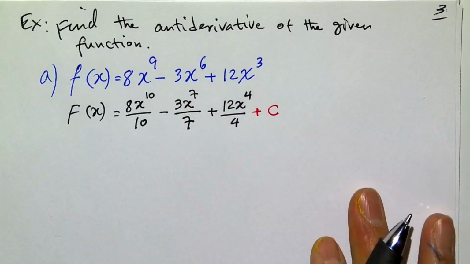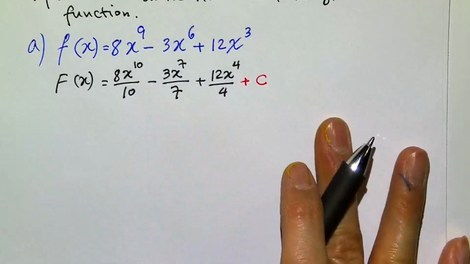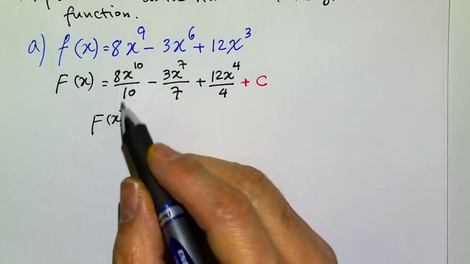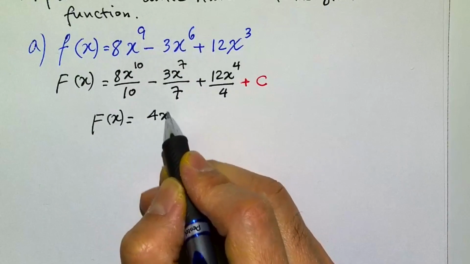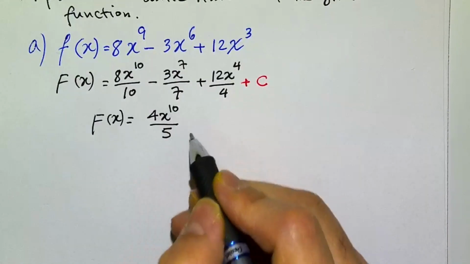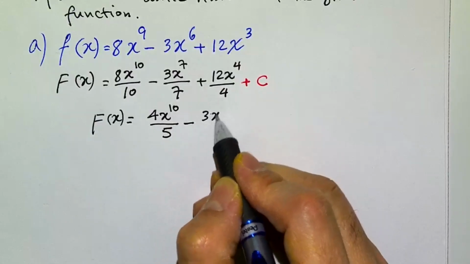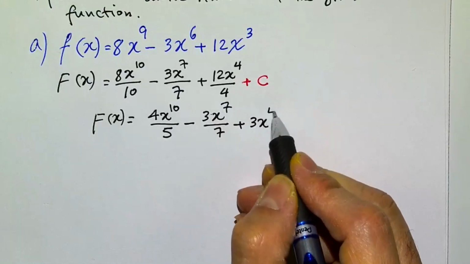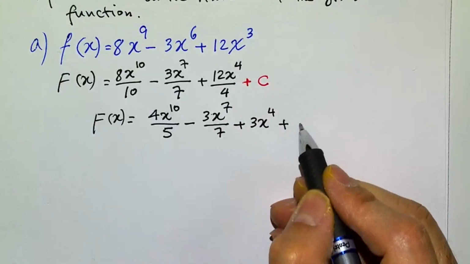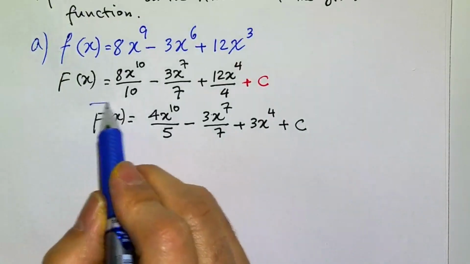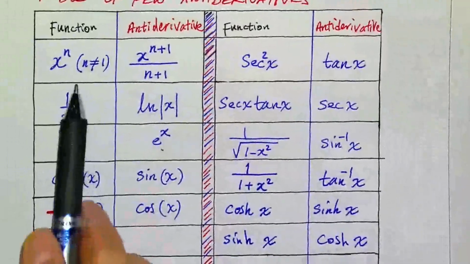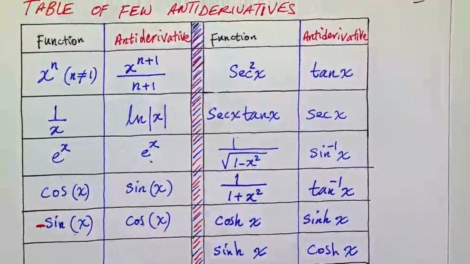Okay, and then let's simplify this, of course. What do we get? We get the antiderivative. We can certainly simplify this. We get 4x to the 10th power divided by 5, minus 3x to the 7th divided by 7, plus, of course, 3 times x to the 4th, plus C. Okay, so this is the antiderivative, using just this rule, that one.